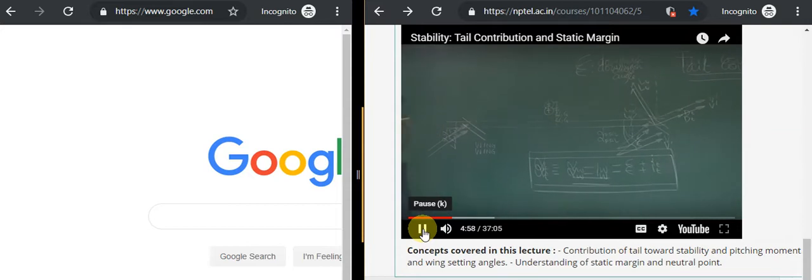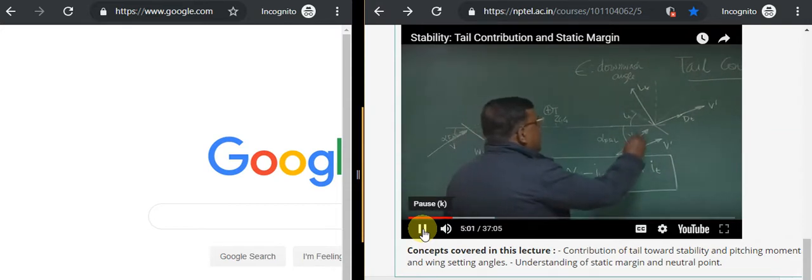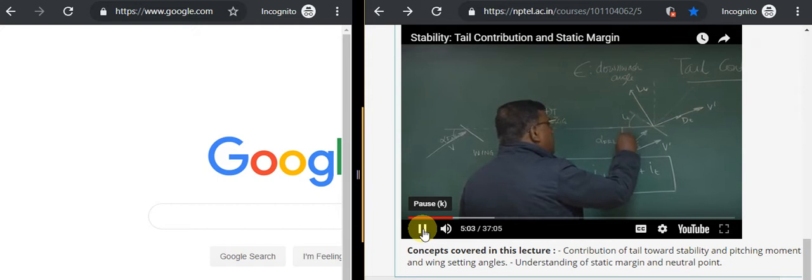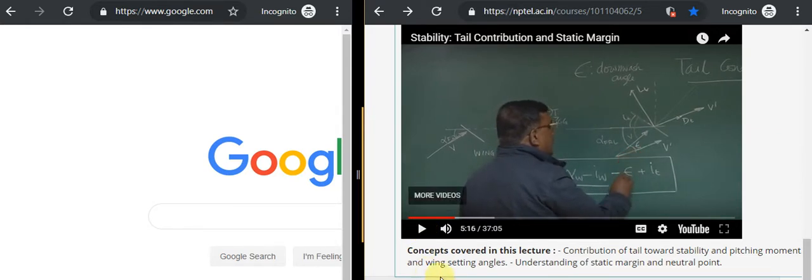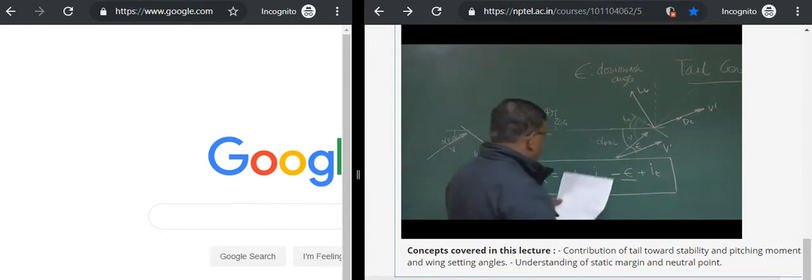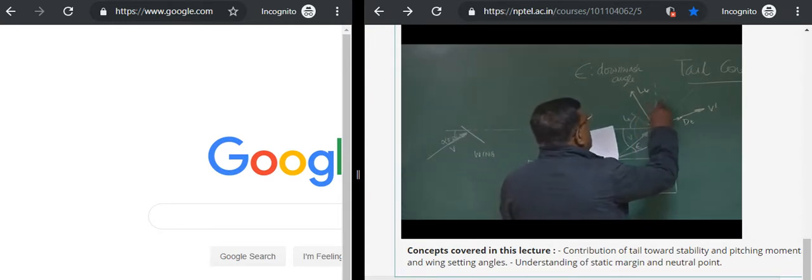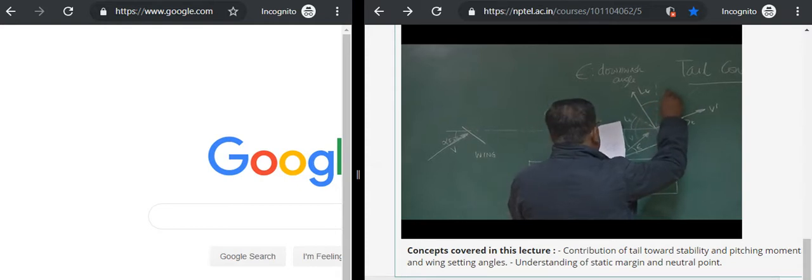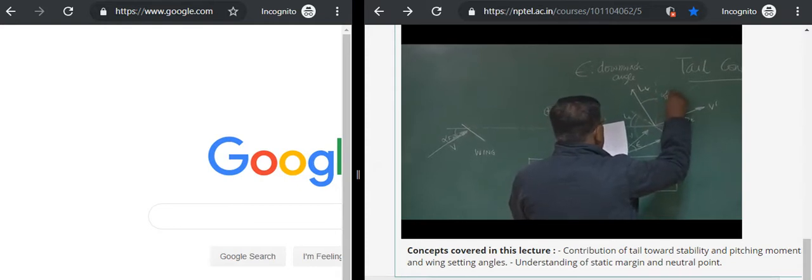Is it okay? This is a velocity vector. This is alpha FRL. So the angle seen by the tail, if epsilon was not there, would have been alpha FRL plus IT. But now, because of epsilon, there is a reduction. Once you know that, you can also see from this diagram that this angle is nothing but alpha FRL minus epsilon. Right?